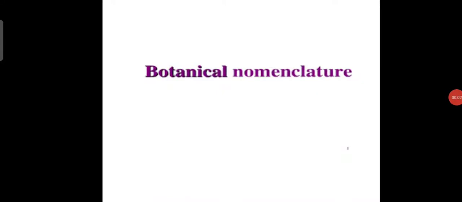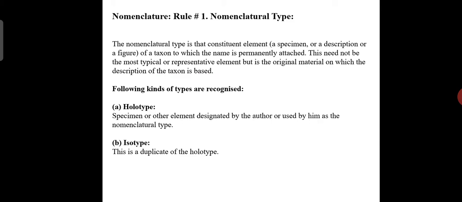A very good morning. Today we are going to study botanical nomenclature rules. There are 8 main rules, and one by one today we are going to discuss them. Here the first rule is the nomenclature type.